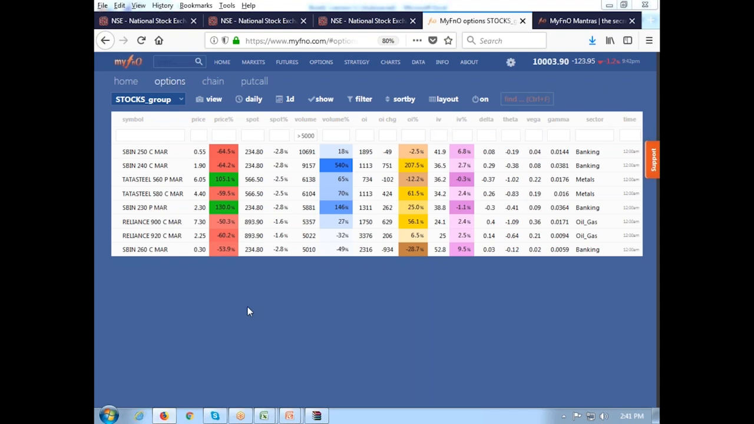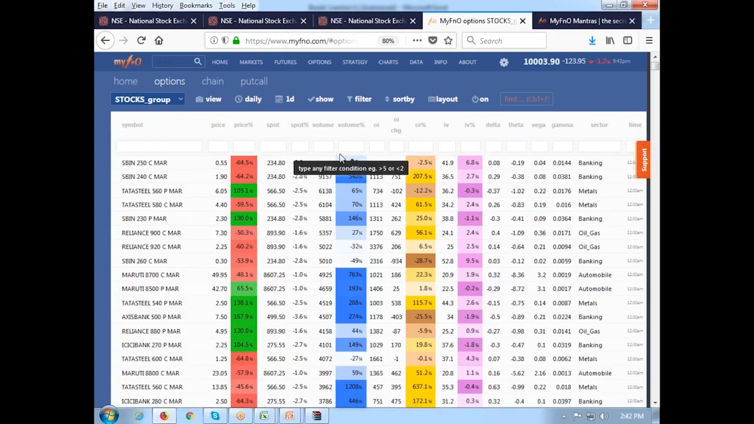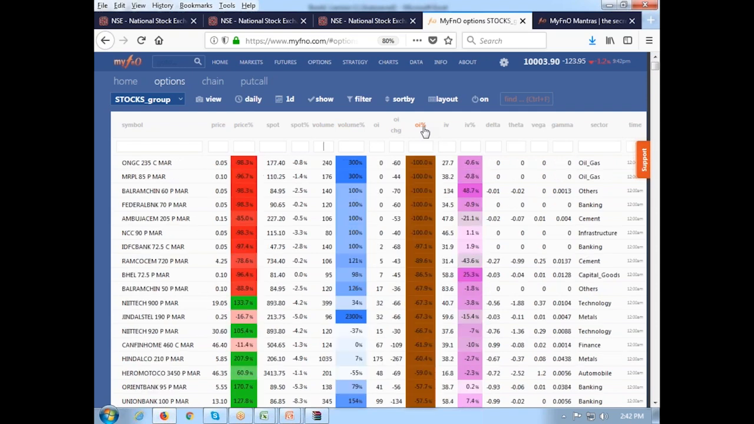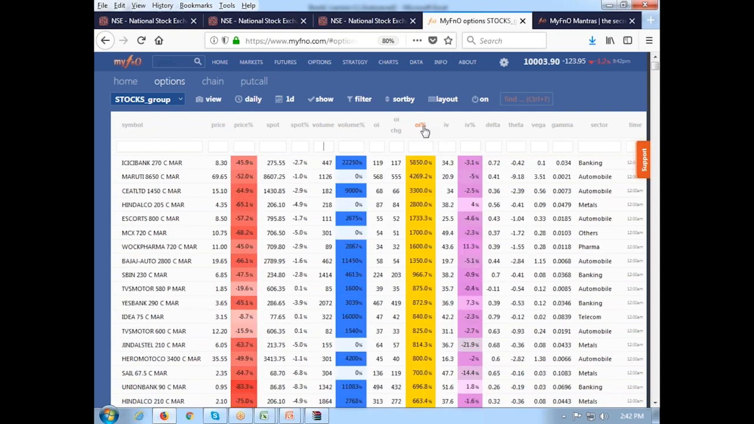And the filters, the scans that you can do with this. So this is the filter that I can apply, greater than 10. So where is the highest volume percentage since yesterday? Adani Enterprises 155 call had this kind of rise in volume percentage. So I want to check the OI percentage, where the OI percentage was highest. So this is what it can give me in one click.